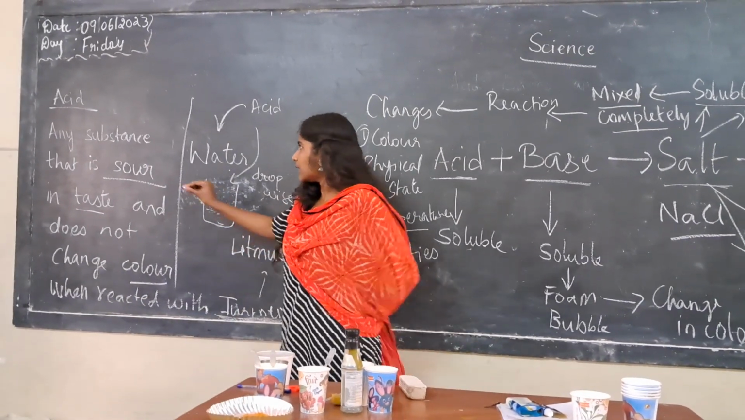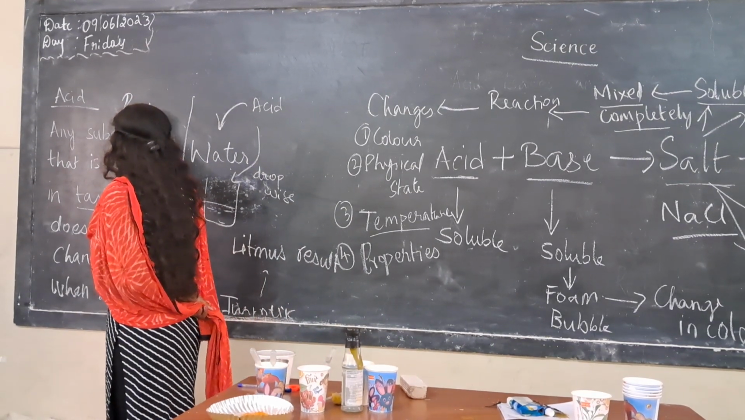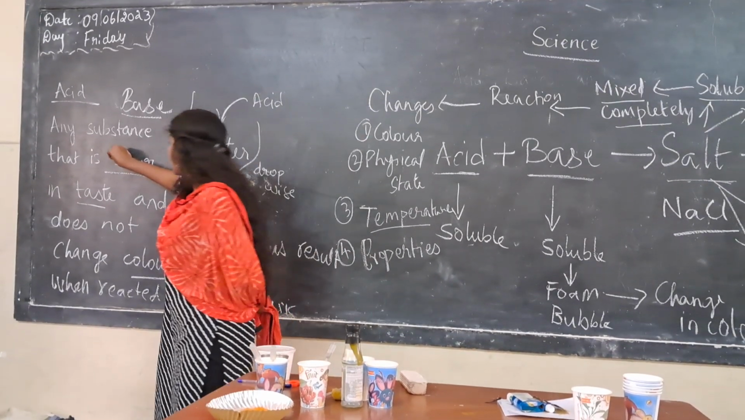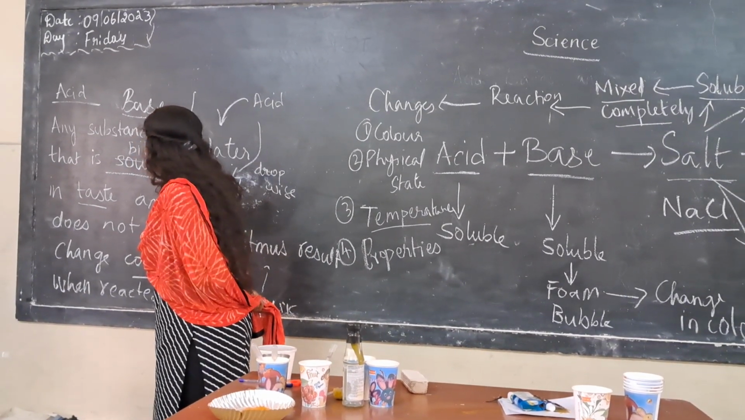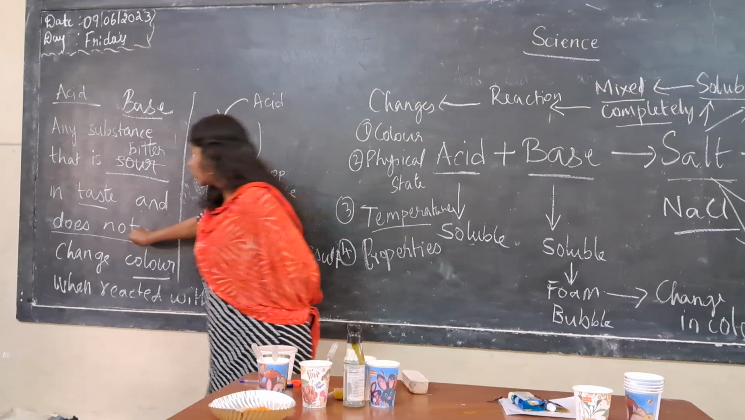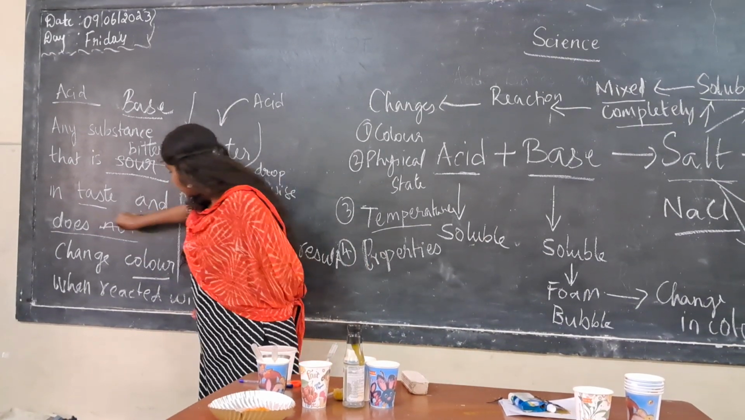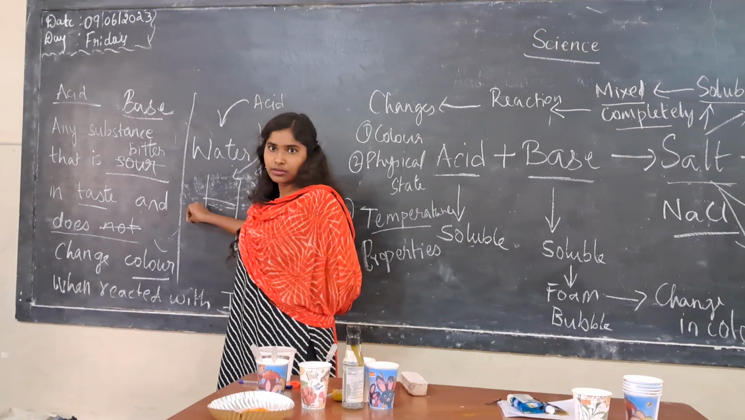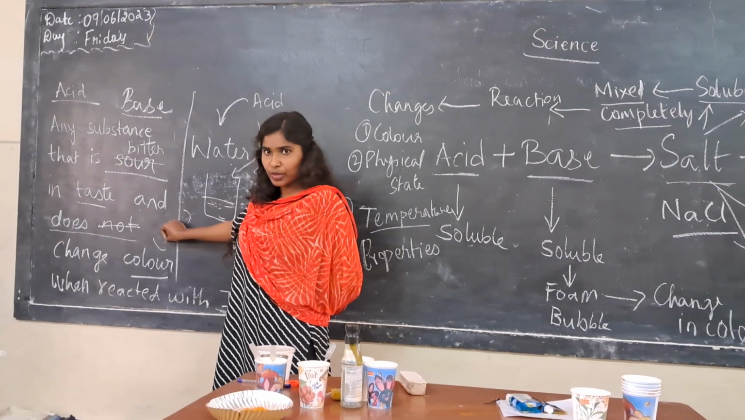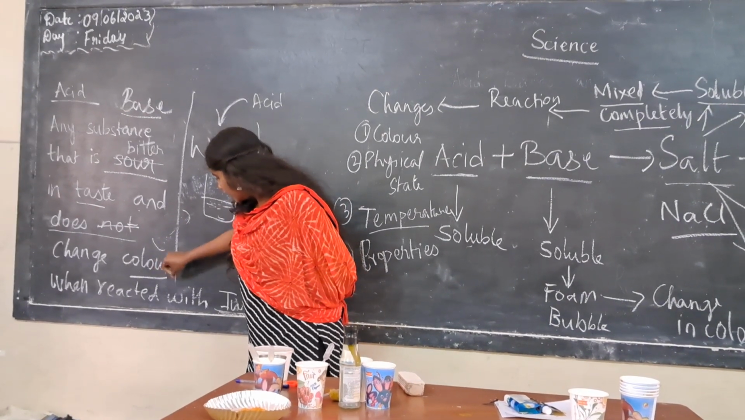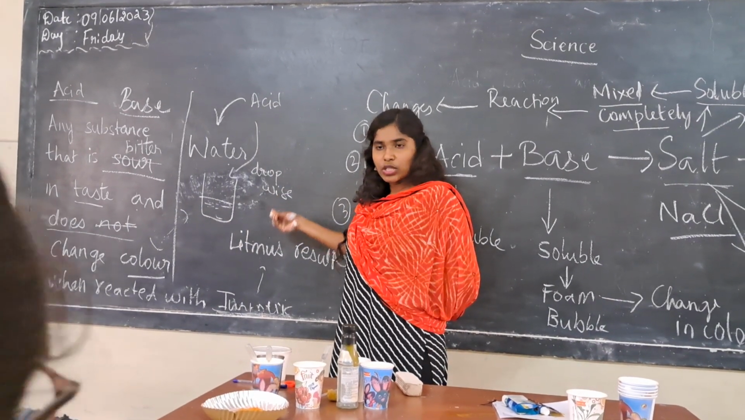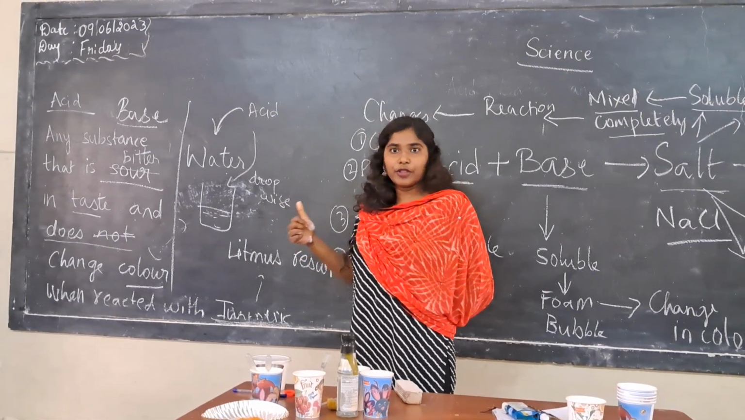Here, the same sentence for base. How will you write the same sentence for base? Any substance that is what in taste? Bitter. So, sour will become bitter. Okay? And then, does it change or does not change? Does change color, into which color you have to mention. Here, in acid we are not mentioning because it doesn't change. Here it is changing, so you have to mention the color. Understand it? And then you have to mention the litmus paper. What will happen when red litmus reacts with the base? Here, understood everyone? Definition part 3.